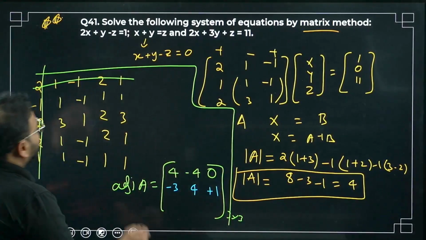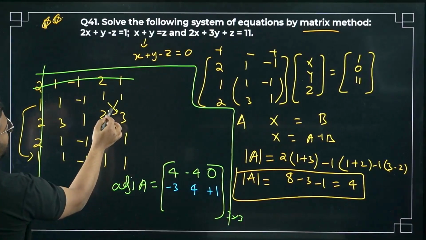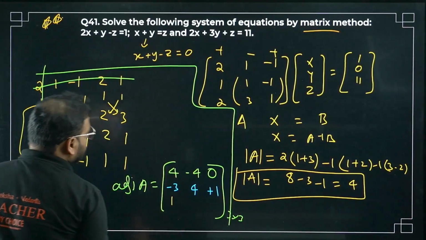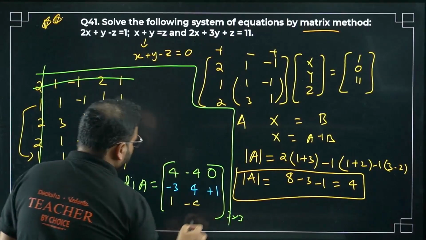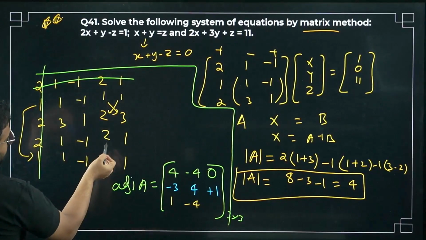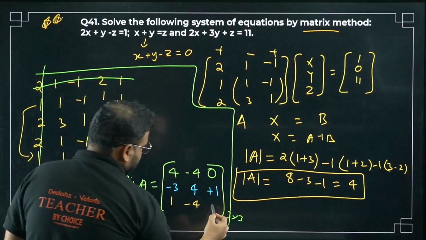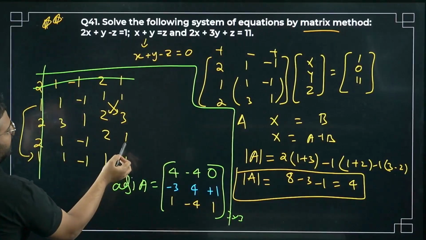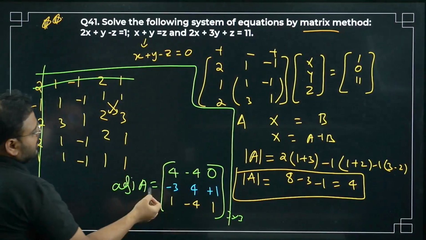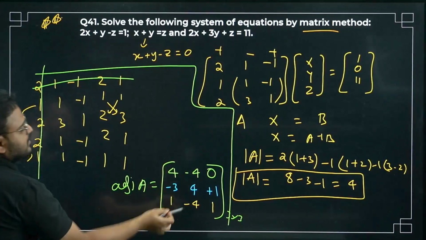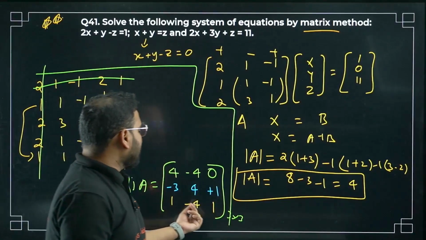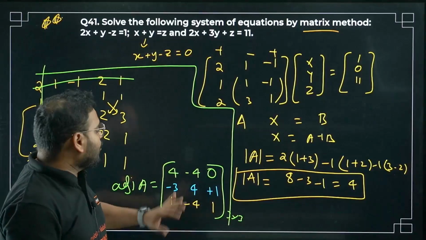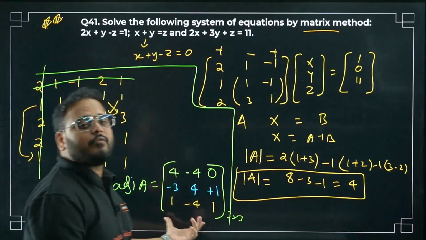Okay, the last one again same way from here to here, please check. 3 minus 2 is simply 1. Okay, what we have, 2 minus 6 is minus 4. Okay, and we have 2 minus 1 is simply 1. Please check. 2 into 1 is 2, minus 6 is minus 4, and we have 2 minus 1 is 1. This is clear. 4 minus 4 0, minus 3 4 1, 1 minus 4 1. Nothing has to be done, no change of sign, no transpose. This is your final answer for adjoint.